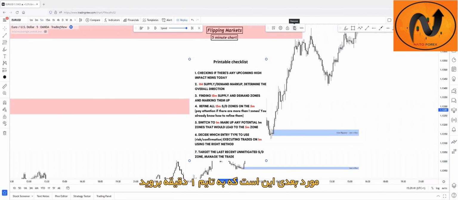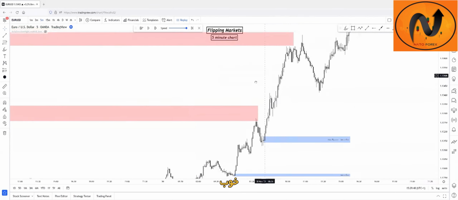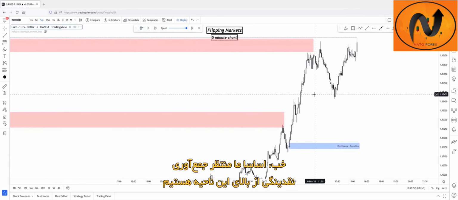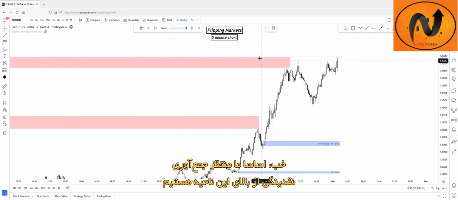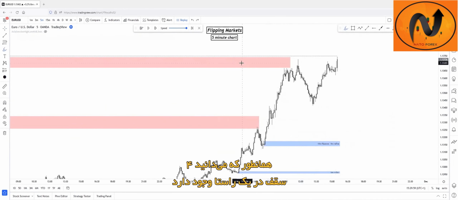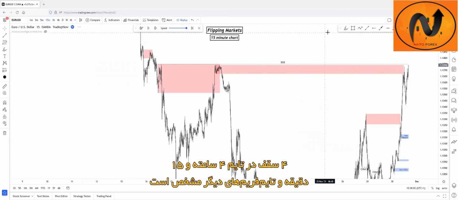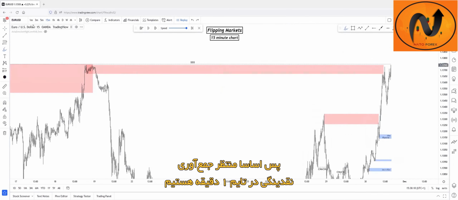Okay, so let's see the next step. As you can see, it says to switch to the 1-minute chart and mark up any potential 1-minute zones that could lead to the 5-minute zones. Okay, so basically we are waiting for the liquidity sweep from above this region. As you may know, there are 4 equal taps on the 4-hour chart, on the 15-minute chart, on any chart. So there's huge liquidity on this line. So basically we are waiting for the sweep of this liquidity on the 1-minute chart.